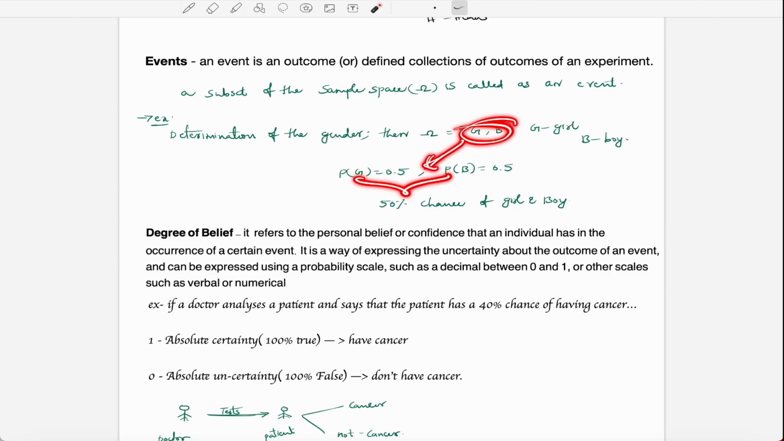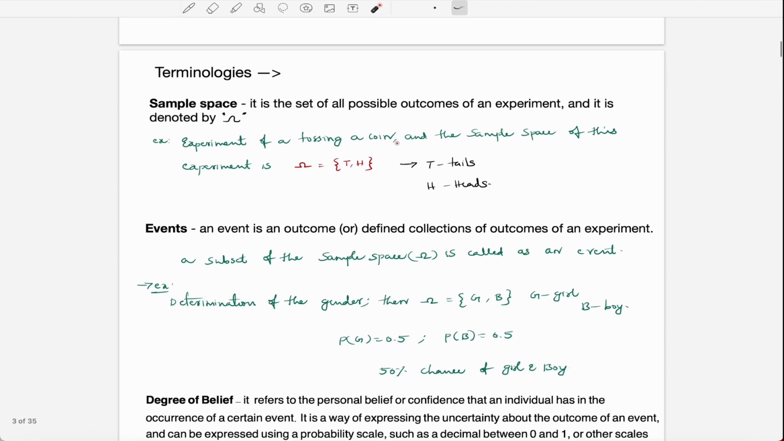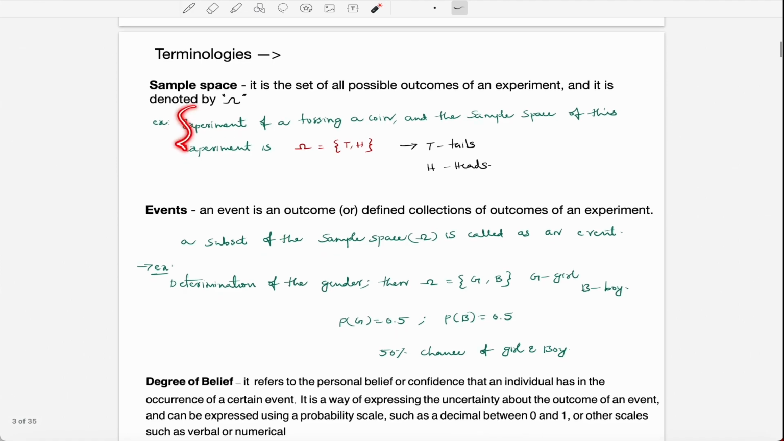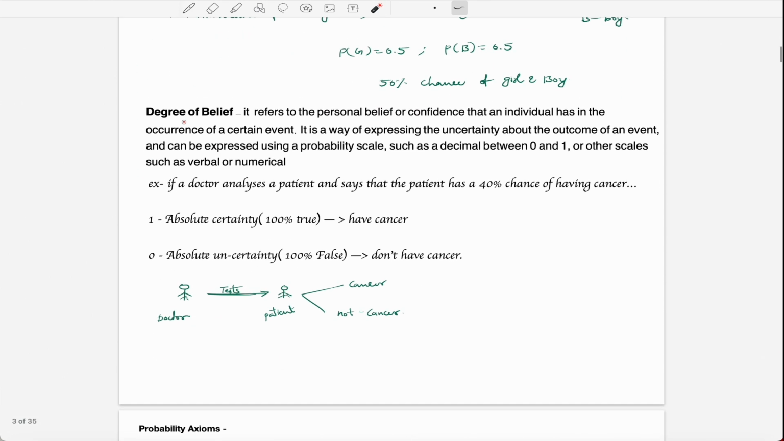I hope you're getting a basic intuition about what events and the sample space are and how they are related. The event is nothing but a subset of the sample space. The sample space is the set of all possible outcomes, and this is the output, which is our event, right? I hope you understand that.